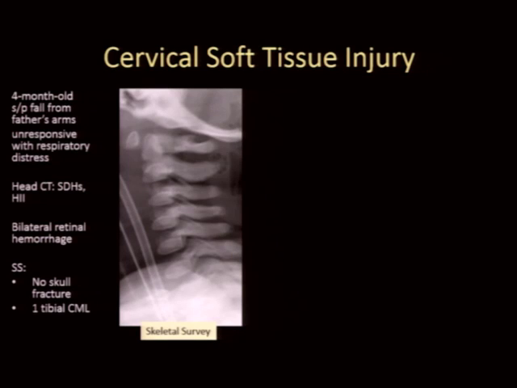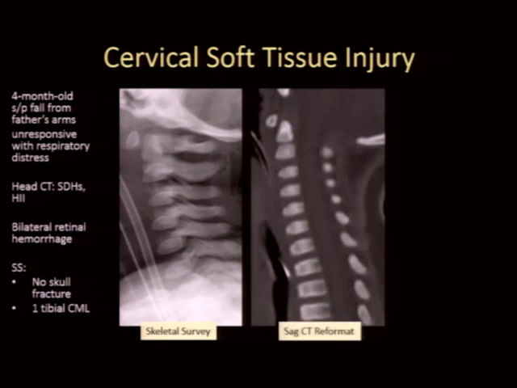Moving on to cervical soft tissue injuries. This was a 4-month-old who was unresponsive with respiratory distress. The head CT showed evidence for abusive head trauma. There were bilateral retinal hemorrhages. There was no skull fracture, and there was 1 CML. The lateral radiograph was read out as normal. The lateral CT examination showed no evidence for injury.